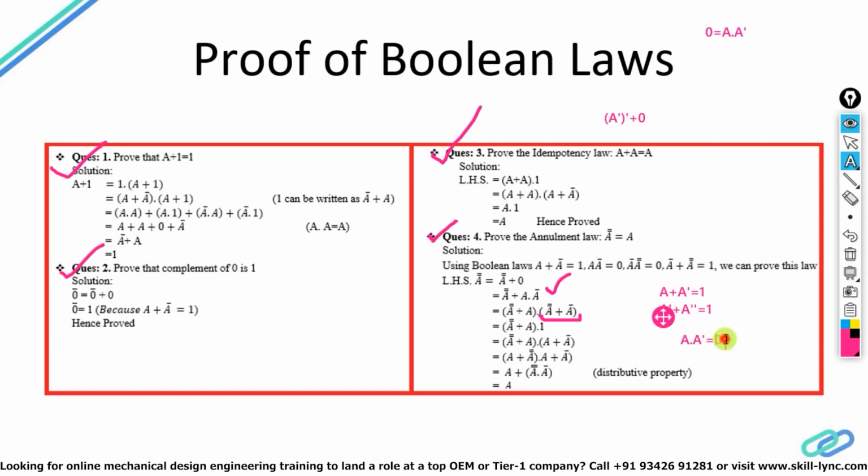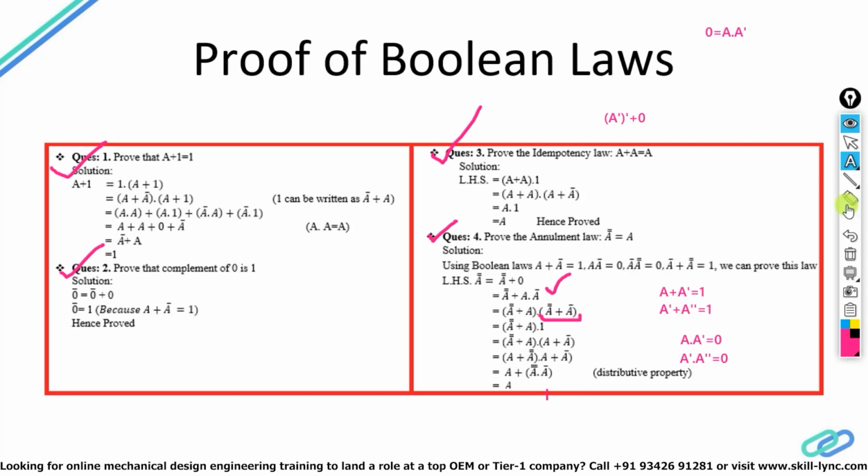Now, in place of A, I am taking a number A bar. So A bar into A double bar should be equal to 0. So that's why it is equal to 0. Now, A plus 0 is A. That's why it is A. So, this is the annulment law.